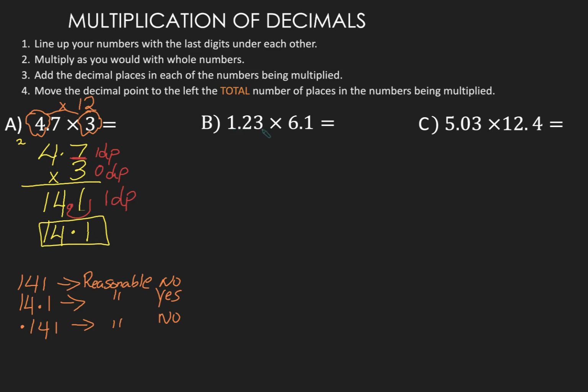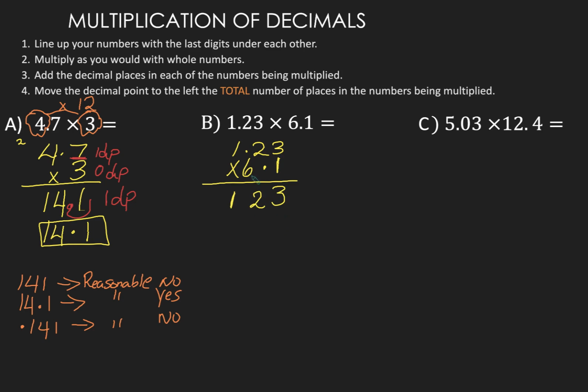I have 1.23 times 6.1. So remember what I did. I lined up my last digits under each other. I'm going to multiply as if these are whole numbers: 123 times 61. 1 times 3 is 3. 1 times 2 is 2. 1 times 1 is 1.